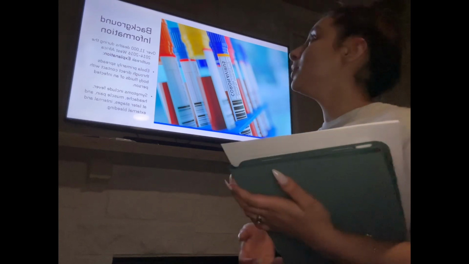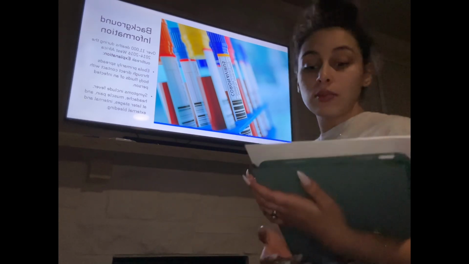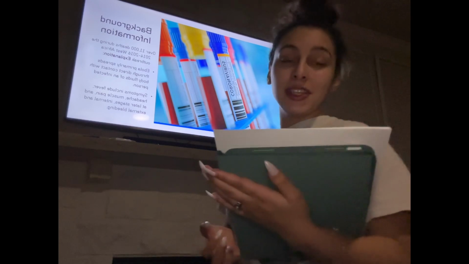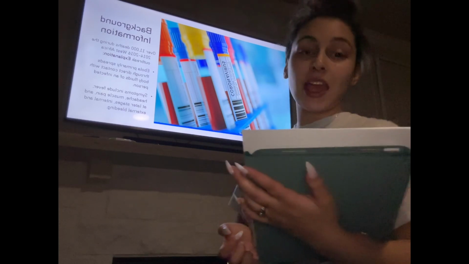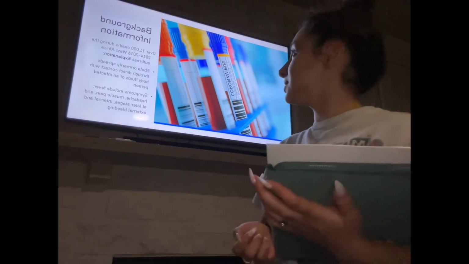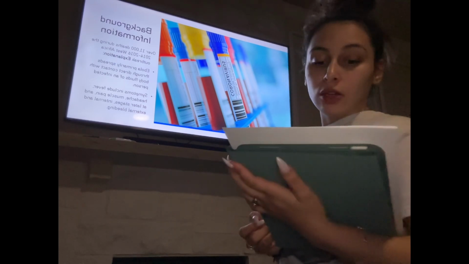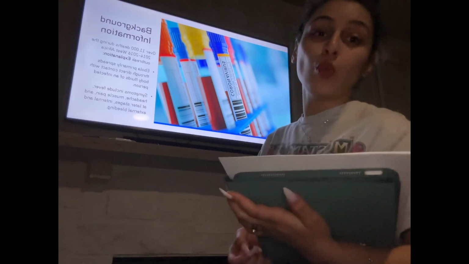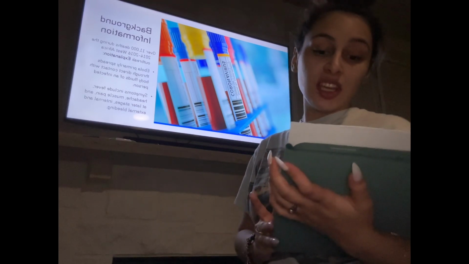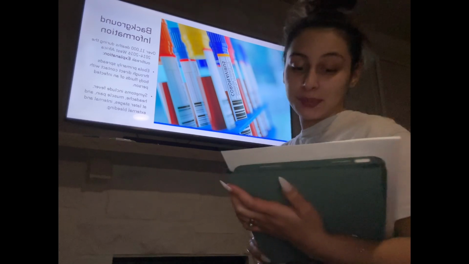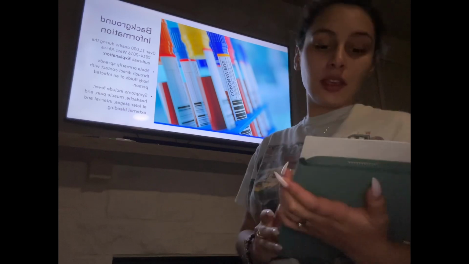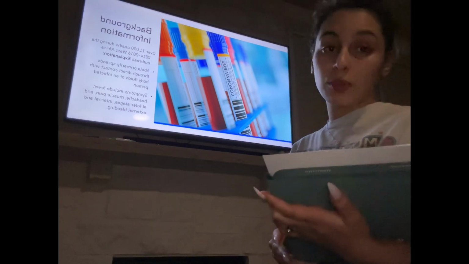Some background information about Ebola. One of the most devastating Ebola outbreaks occurred between 2014 and 2016 in West Africa, resulting in over 11,000 deaths. The outbreak overwhelmed healthcare systems and led to widespread fear and significant economic consequences. The rapid spread of the virus exposed weaknesses in healthcare infrastructure and emergency responses.